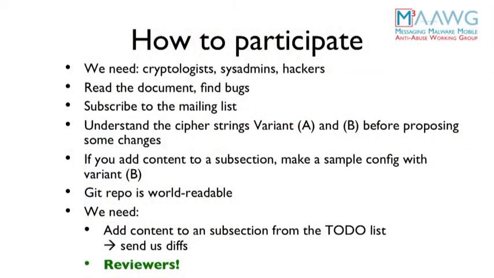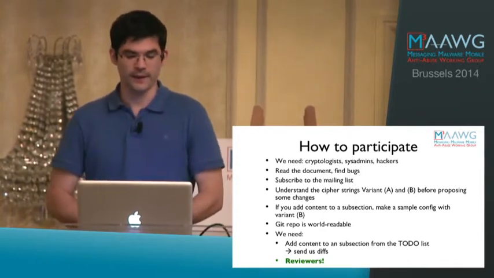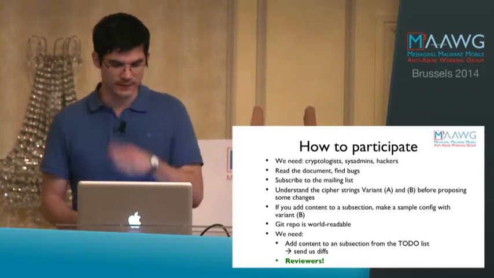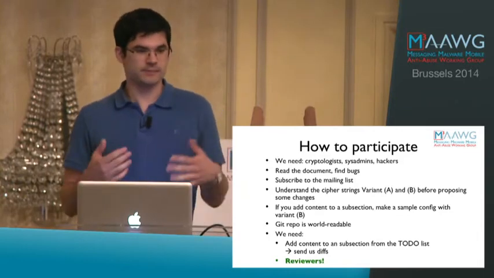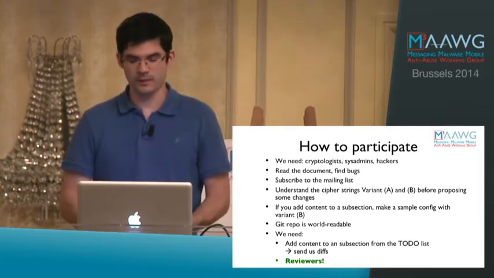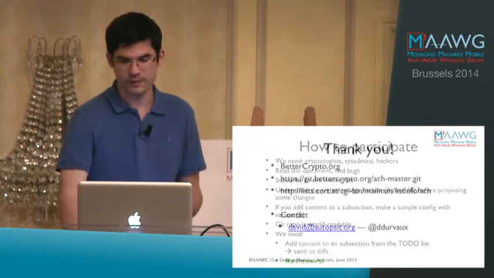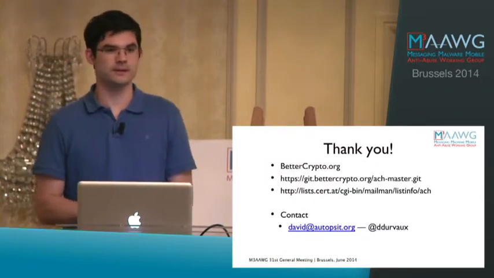If you want to participate, we are looking for people with different expertise and different profiles, so feel free to contribute. There is a document to read, to find bugs or mistakes. There is a mailing list where you can ask questions, comment, give feedback, and propose. If you can give us new configurations or new tools that you can support, we will also be glad to receive your contribution. And finally, bettercrypto.org is probably the place to go.